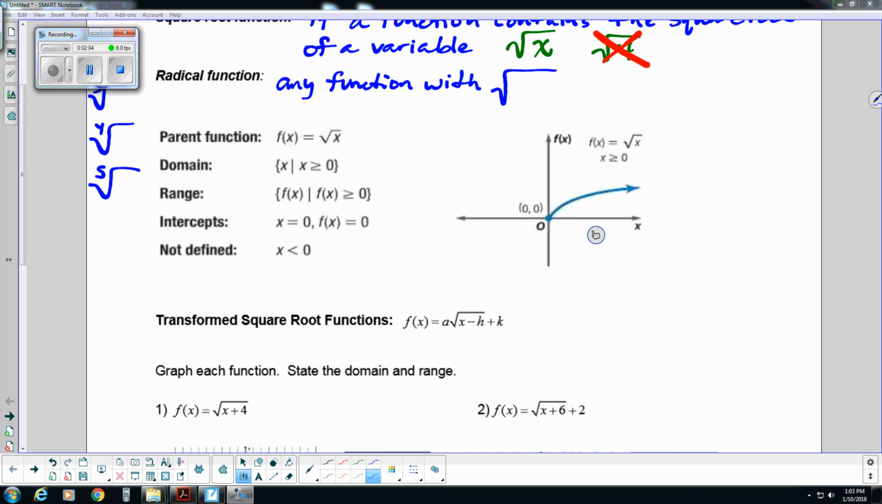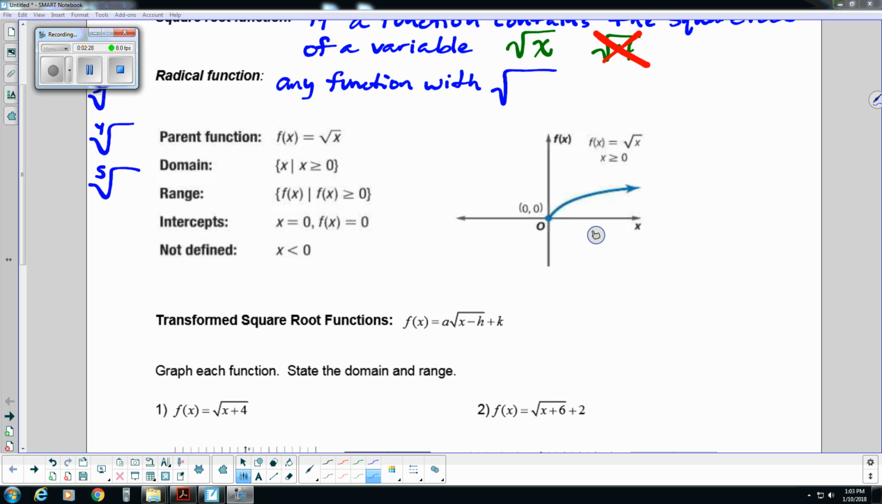Now here we have a graph of what the parent function, the square root of x, looks like. It's that blue line, that arrow that has an origin at 0, 0. It has a dot at 0, 0, and then curves up towards the right. Now we'll move this graph a little bit and talk about how it moves and why it moves and which way it moves here in a second.